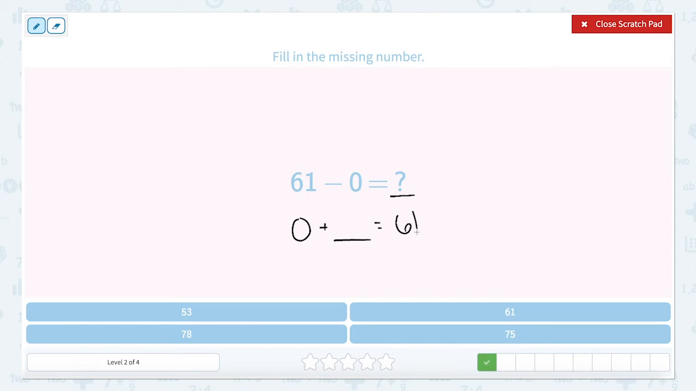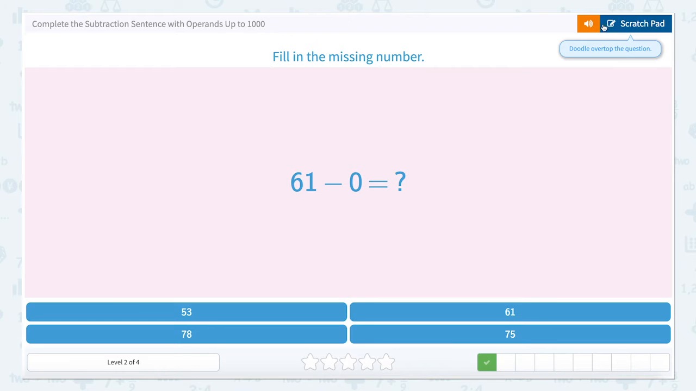So if I have 0, how many more do I need to add to get to 61? Well, that would be 61. So 61 take away 0 would be 61. Let's close that scratch pad, double check that that answer is down here. It is. Now let's move on to this one.